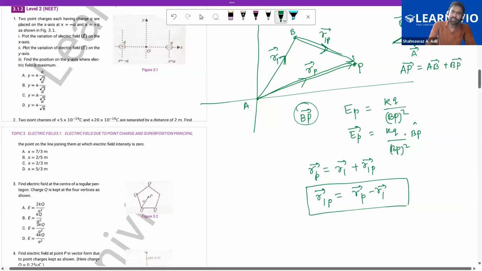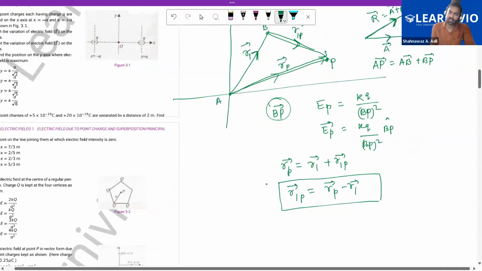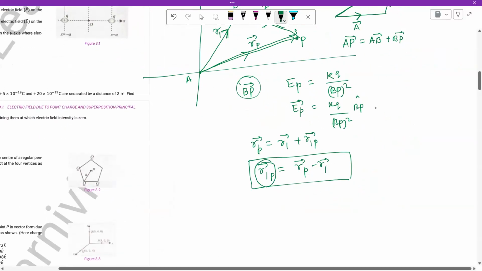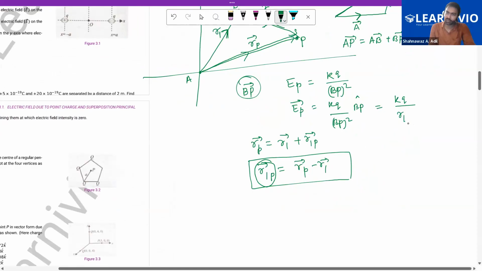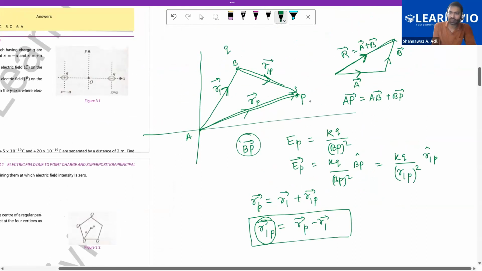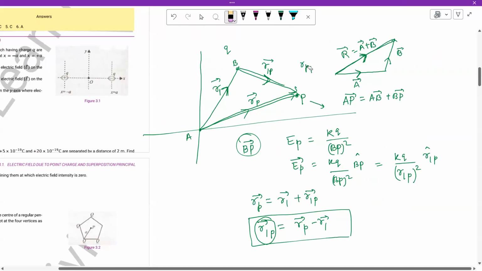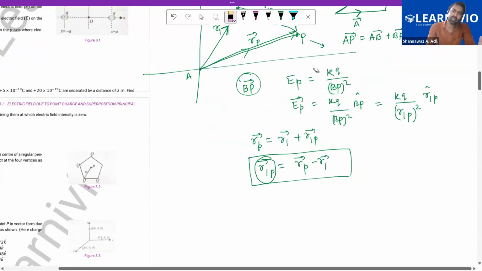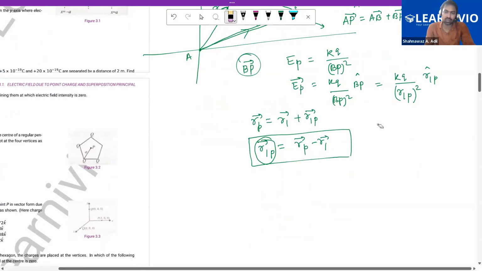So then BP is this thing, right? So then I can write this as KQ divided by R1P magnitude only, and then R1P hat. Is it clear? Yes, sir. Because R1P direction is this one. If I talk about RP1, that would be in opposite direction, right? So this is the thing that we have to remember.